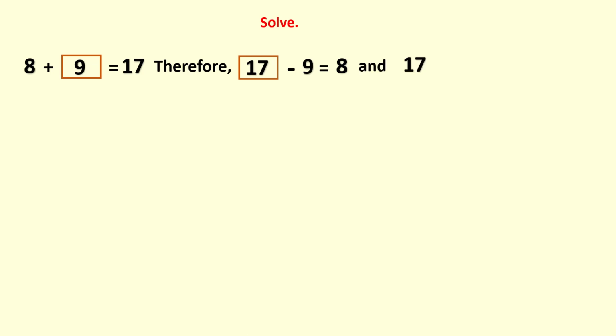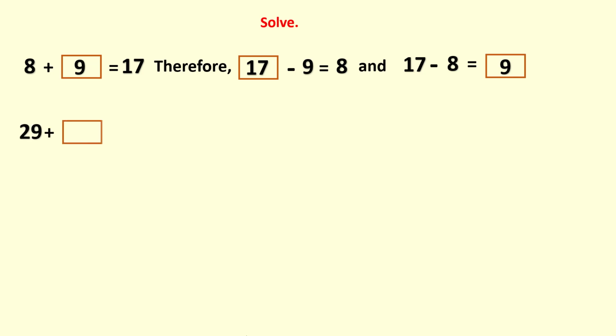So 17 minus 9 is equal to 8. 17 and 8, 2 numbers are here, but not 1 number. It means 1 number is remaining. Which is remaining? 9. In this way, 8 plus 9 is equal to 17. Therefore, 17 minus 9 is equal to 8 and 17 minus 8 is equal to 9.